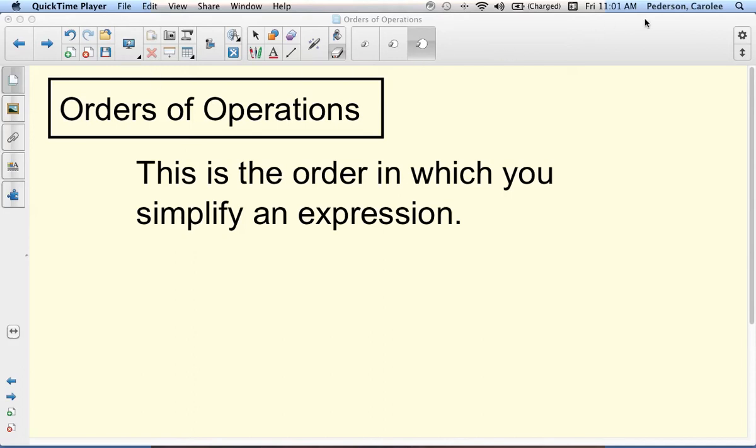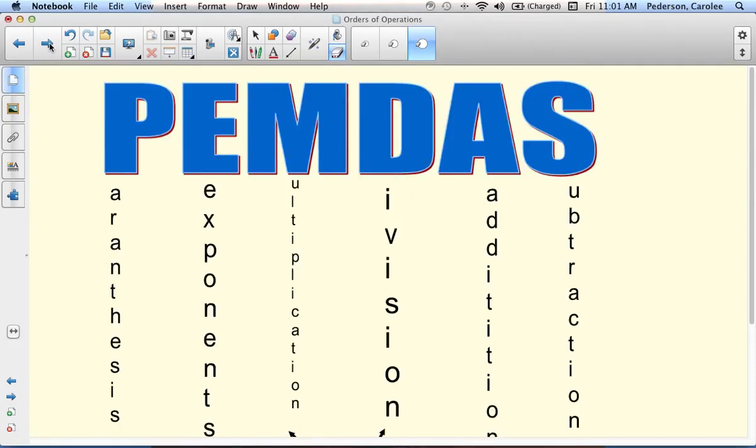Here are the orders of operations. The way in which you simplify expressions is through the orders of operation. The way that we ask you to remember the rules of order of operations is through PEMDAS.